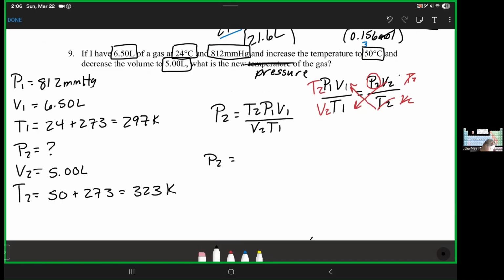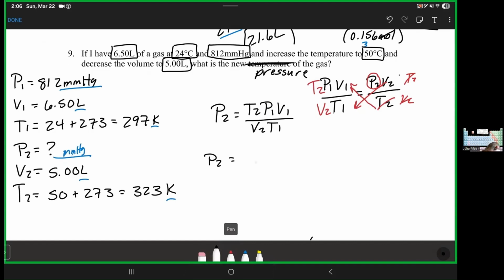Okay, so now, first of all, to recognize my temperature units are correct. My volume units are the same, because remember, R is not in here, so you do not have to be in liters. You could be in milliliters. They just have to be the same units. And my pressure can be in any units as long as they're the same. So my answer is going to be in millimeters of mercury.